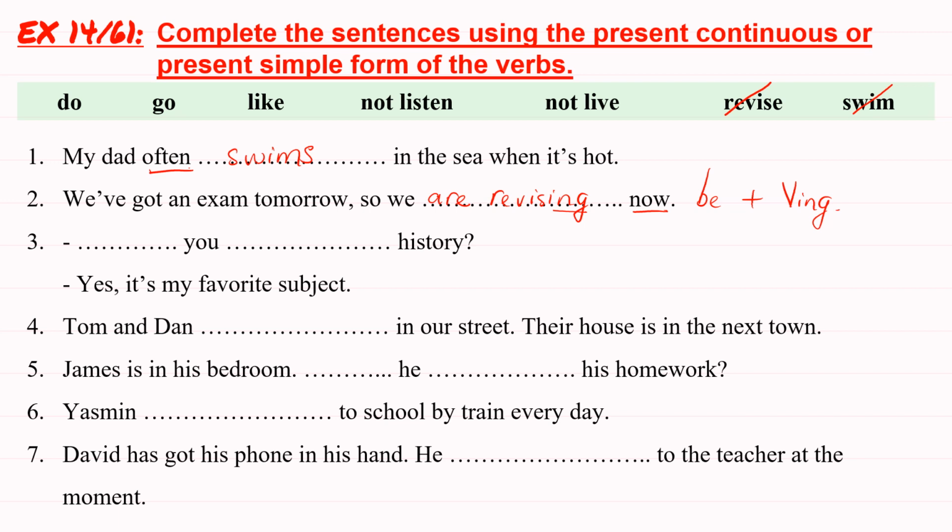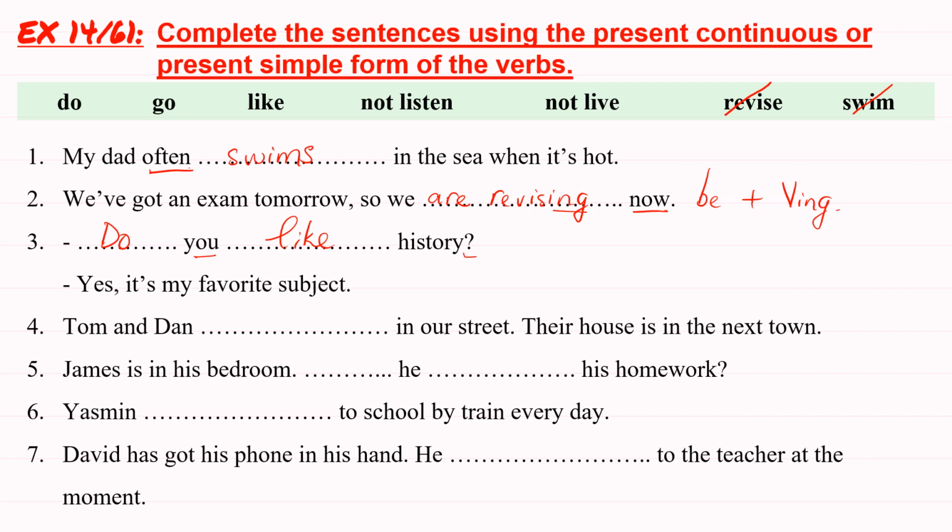Ok. Number 3. The answer is yes, it's my favorite subject and it's talk about your hobbies. Cái này nó nói về sở thích của mấy bạn, cho nên chỗ này chúng ta sẽ sử dụng thì hiện tại đơn. Và để đặt câu hỏi cho thì hiện tại đơn thì chúng ta bắt buộc phải mượn trợ động từ là do. Alright, bởi vì chủ ngữ của chúng ta là you cho nên chúng ta sẽ dùng do. Do you like, bạn có thích lịch sử hay không? Do you like history?